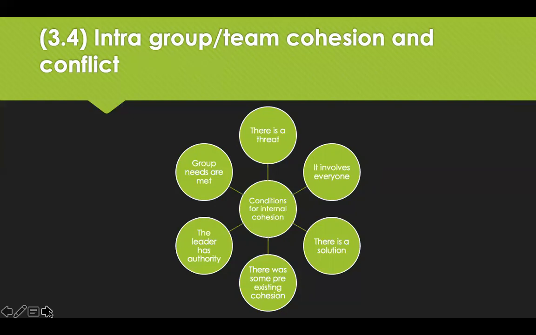There was some pre-existing cohesion, so the group is well established and somewhat cohesive prior to the threat. And the leader has authority to enforce group cohesion even if all members don't feel threatened. And finally, group needs are met. They must not only be that the group is able to deal with external conflict, but the members must be provided with support and feel comforted by group cohesion.